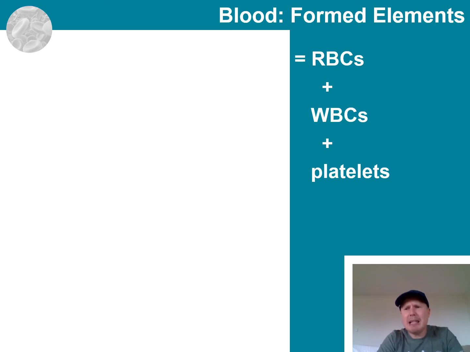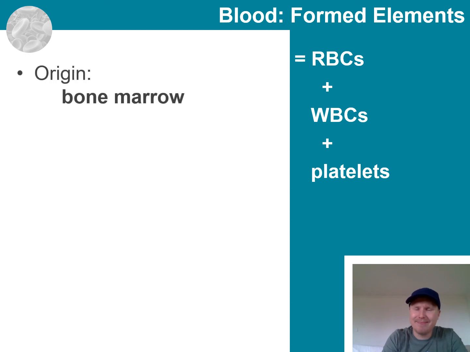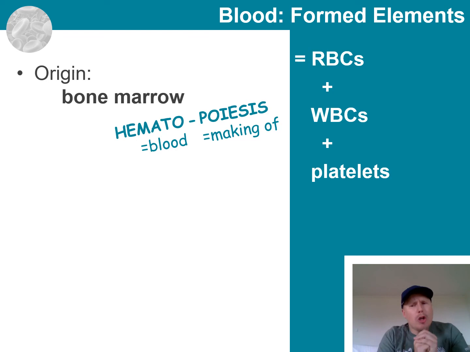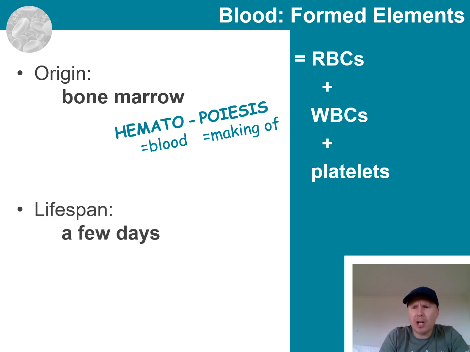Now let's talk a little more about the formed elements in blood. Most of these originate in red bone marrow as stem cells, but soon specialize to different paths. So the term that we use for this is hematopoiesis. The term poiesis refers to making of something, and the term hemato obviously refers to the blood. These cells have a rather short lifespan, just a couple of days. Therefore, there is a constant production of these going on in the body.